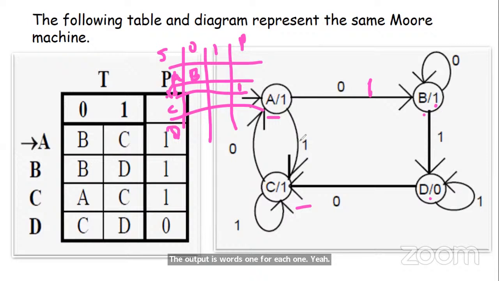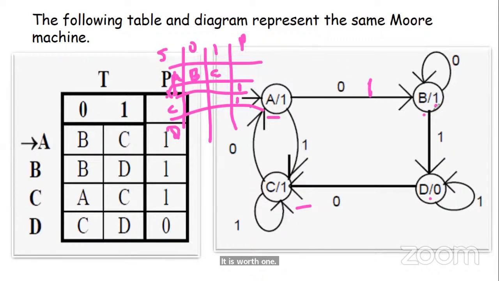Now, you are still on A, you receive a 1. You move to state C. So what is the output of state C? It is 1. So you are done with state A.